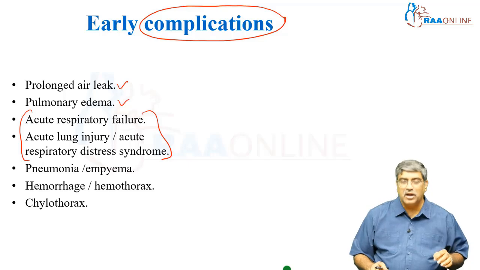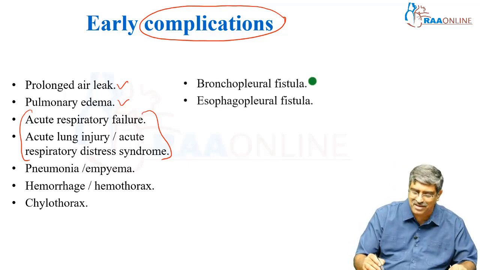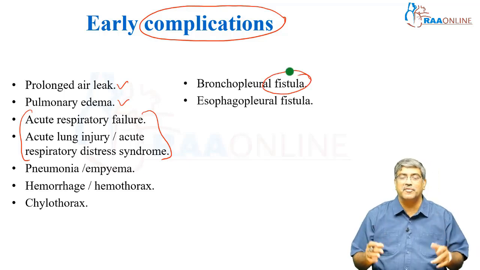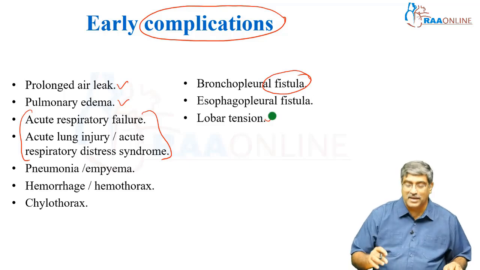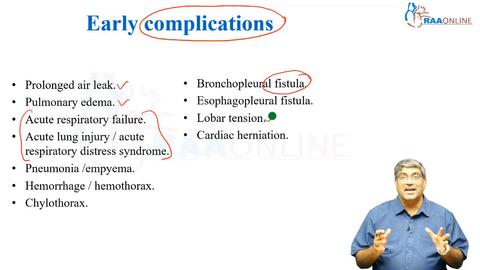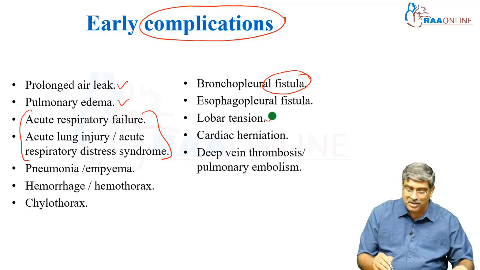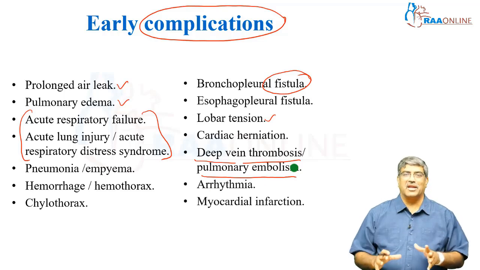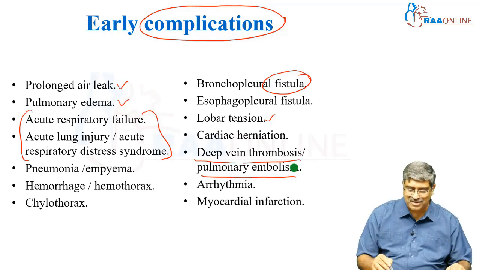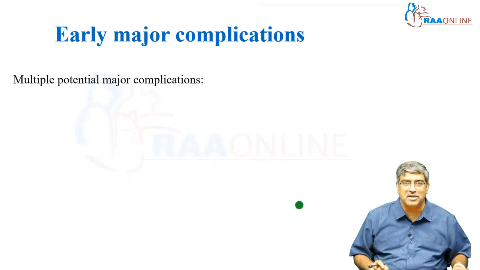Another important early complication which affects the morbidity and mortality in thoracic surgery is the fistula. It can be bronchopleural fistula or esophageal fistula. Then lobar torsion, cardiac herniation, particularly when you do a pneumonectomy, deep vein thrombosis and pulmonary embolism, and not to forget the cardiac complications of thoracic surgery, arrhythmias and myocardial infarction. These are all early complications following thoracic surgery.